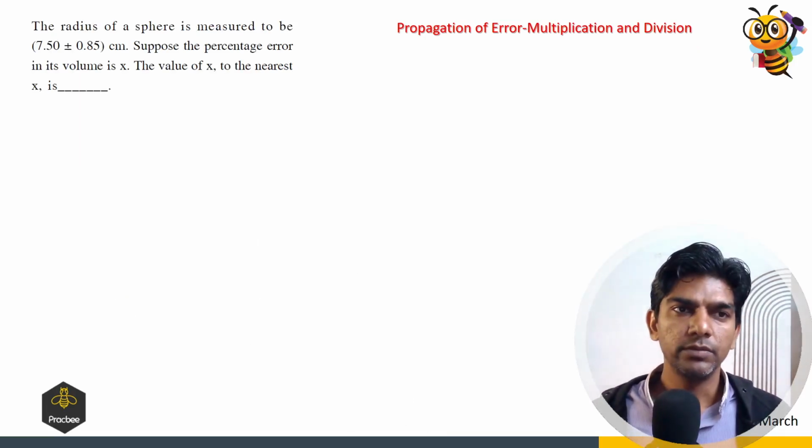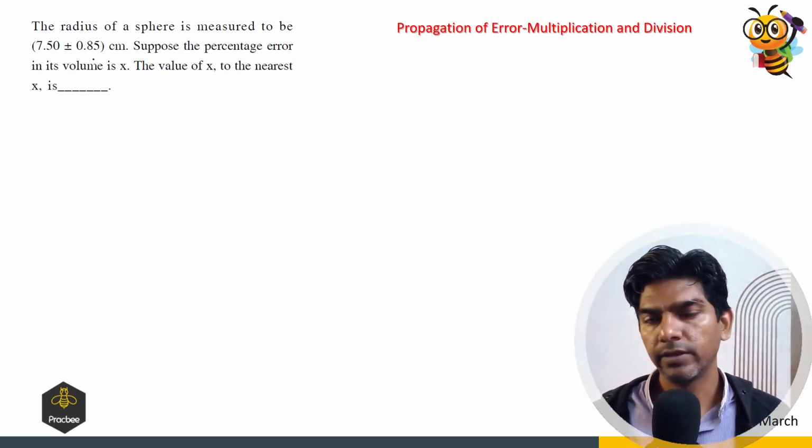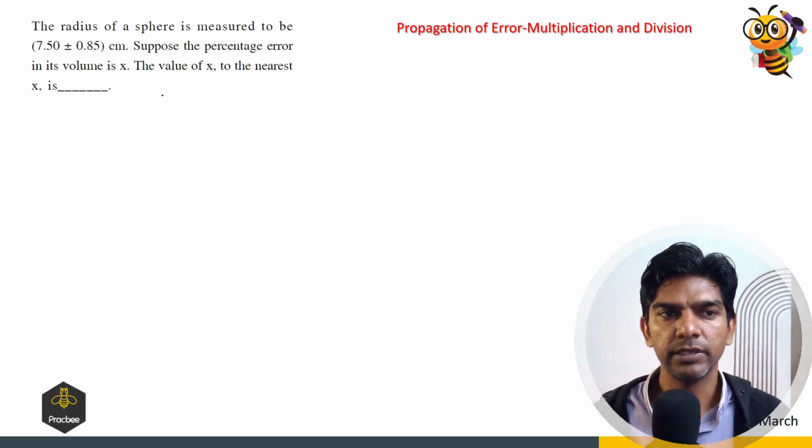Now let us see this question. The radius of a sphere is measured to be 7.50 plus minus 0.85 centimeters. Suppose the percentage error in its volume is x, the value of x to the nearest, right? So we have to find the nearest integer basically.